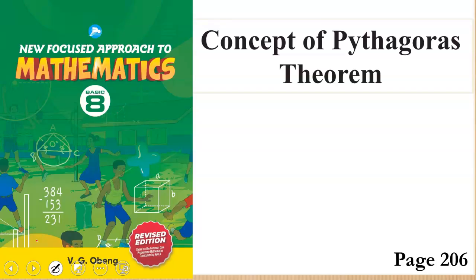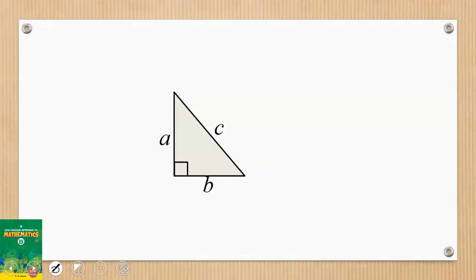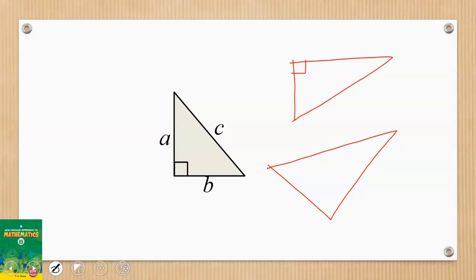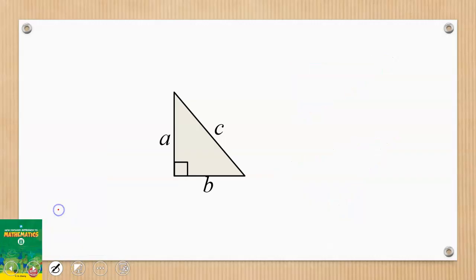The concept behind it is that anytime you have a right-angled triangle, remember it is a right-angled triangle, that means any triangle having one of the interior angles being 90 degrees. That makes it a right-angled triangle. So even if I have a triangle this way and this angle gives me 90 degrees, that means the whole of this is a right-angled triangle. If I have a triangle this way and this portion gives me 90 degrees, that makes this one a right-angled triangle.